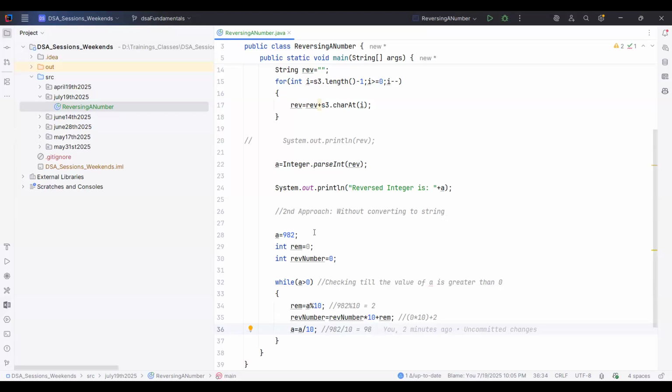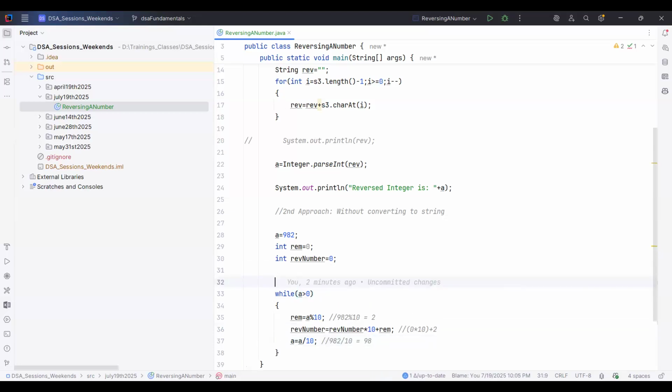Again I will check the condition. What is the condition? Is 98 greater than 0? It is satisfied. Then 98 modulus 10 is 8. Now the reversed number is 2 into 10 plus 8, which is 28. Then 98 by 10 is 9. Clear?